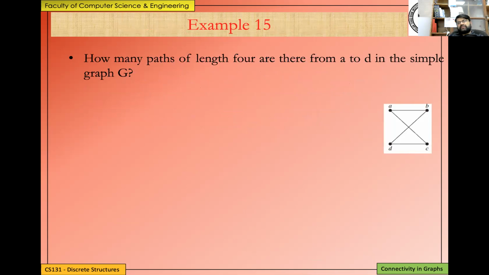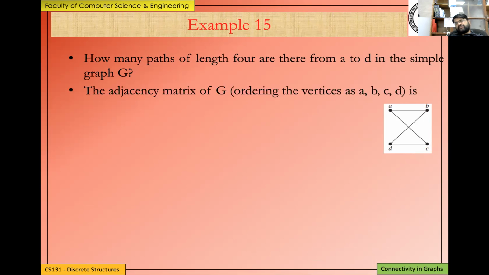And that is exactly what is shown here. So let's take an example. How many paths of length 4 are there from A to D in the simple graph G? We want to find how many paths of length 4 are possible from A to D. We just need to put it out as an adjacency matrix first, raise it to the power 4 to determine the paths of length 4, and then simply take the AD entry in it, and that is going to give you the answer.